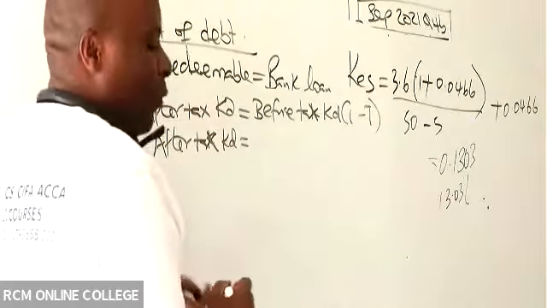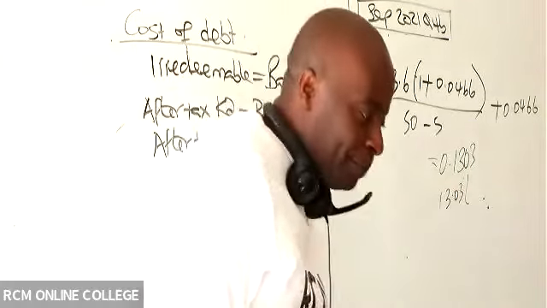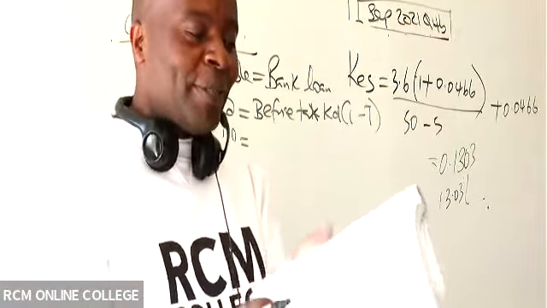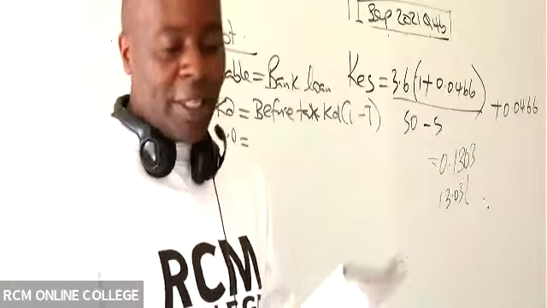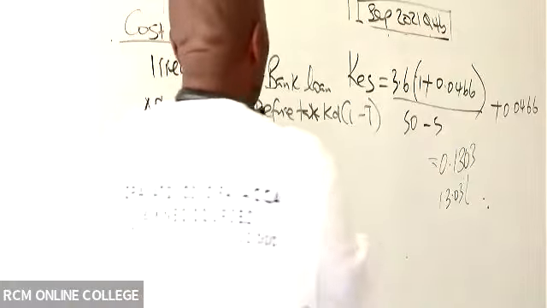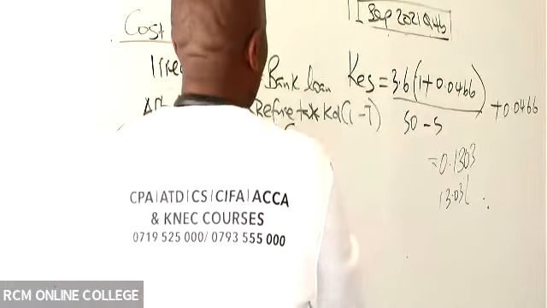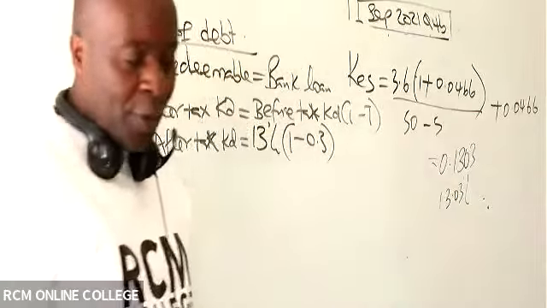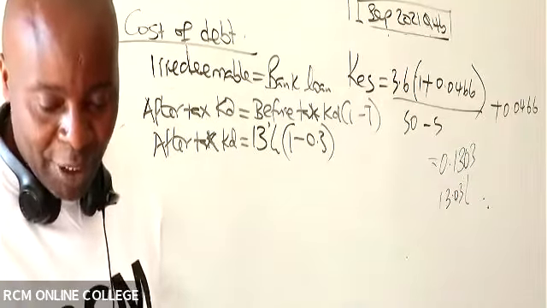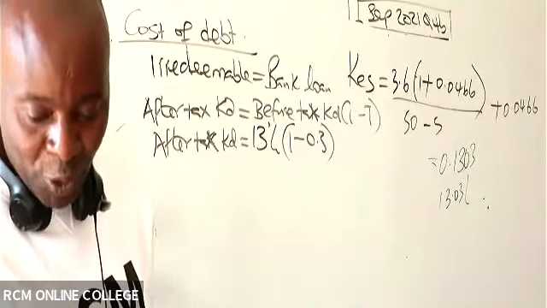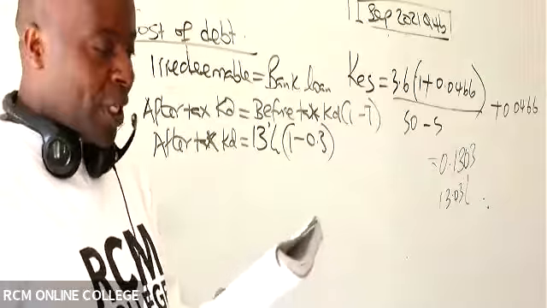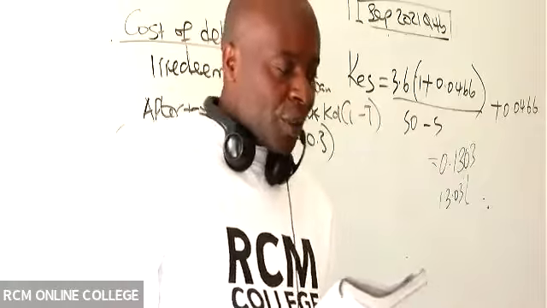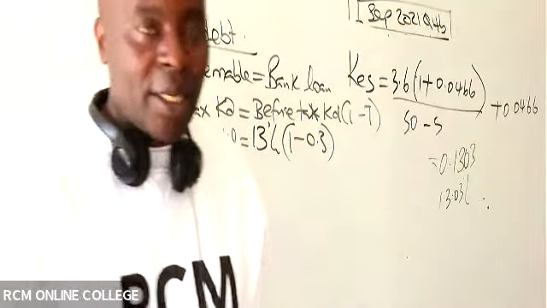They have given us the before. The coupon rate given there is before tax, and it is what percentage? 13. It's always before tax. So 13% into 1 minus tax, which is 30%. Are you able to see the tax rate? The tax rate has been given before required. They have given us the rate of tax, which is 30%.